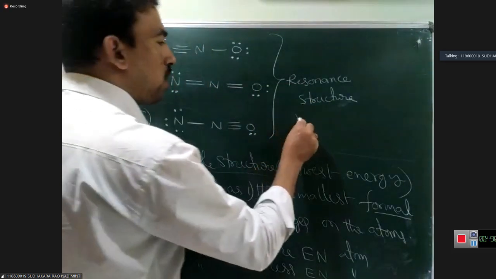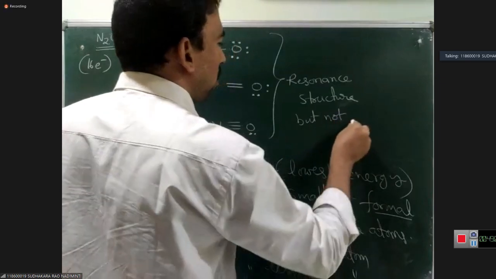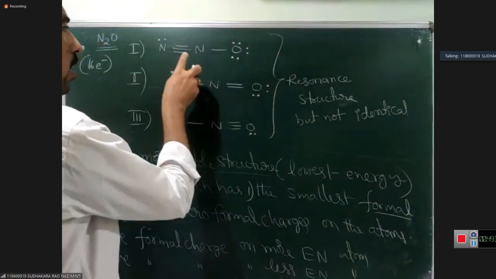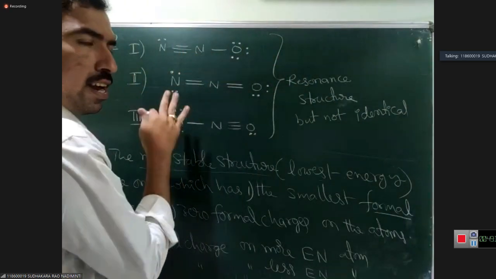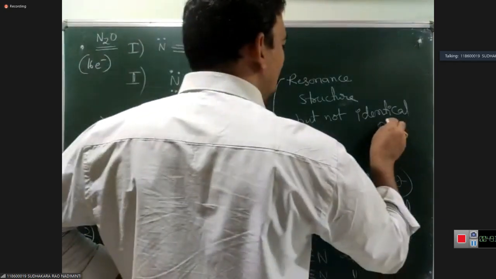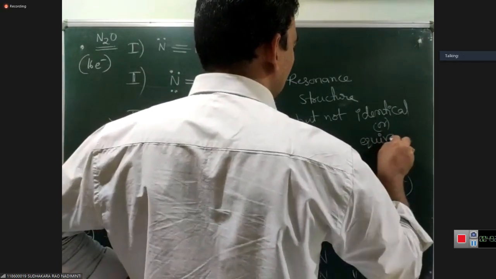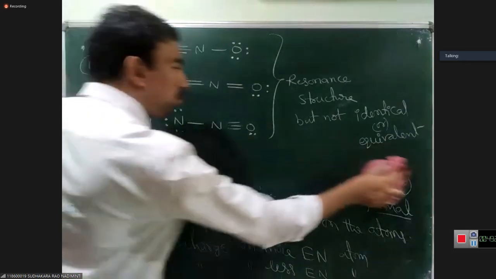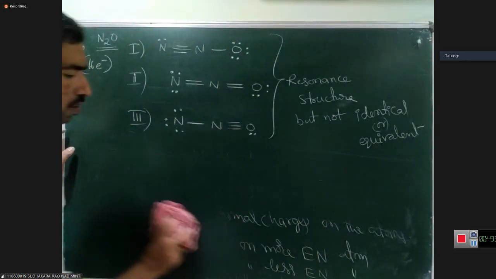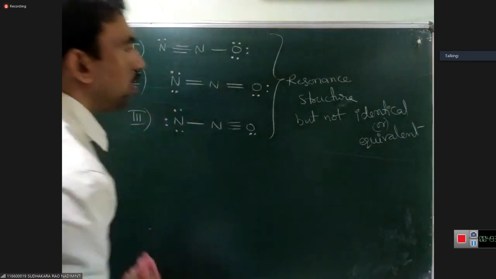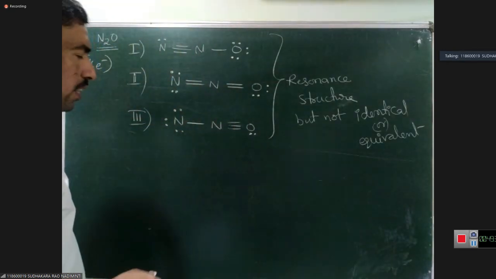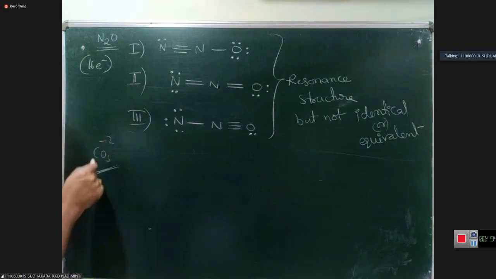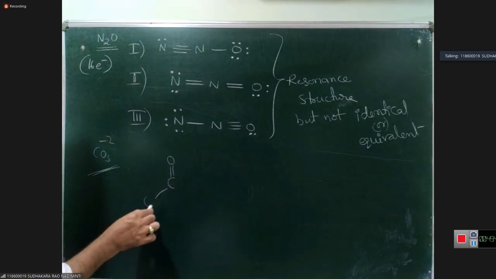These three structures are resonance structures, but not identical. Are they identical? Triple bond, single bond, double bond: no. They are not identical or equivalent. Whereas, just now I wrote the resonance structures for the carbonate ion, CO3 2 minus. For that I wrote the resonance structures like this.